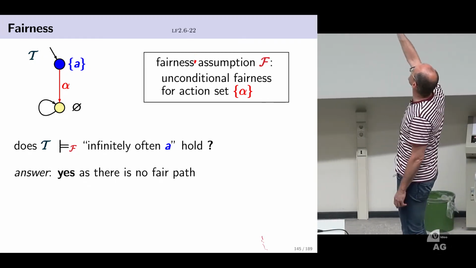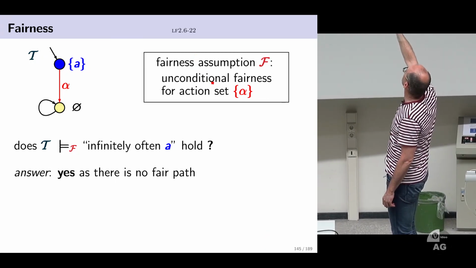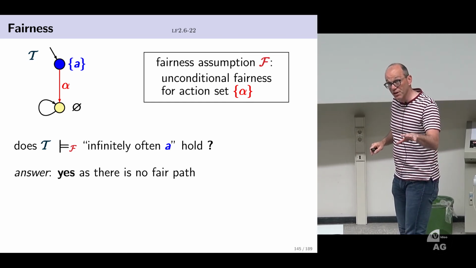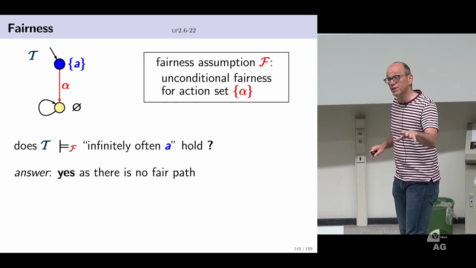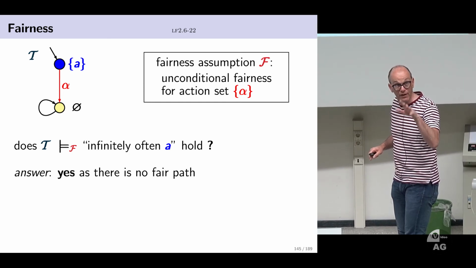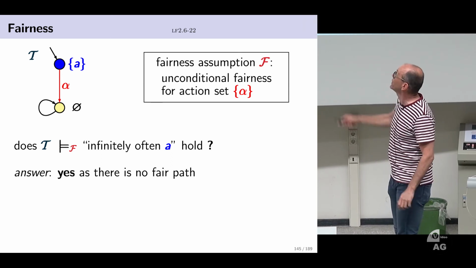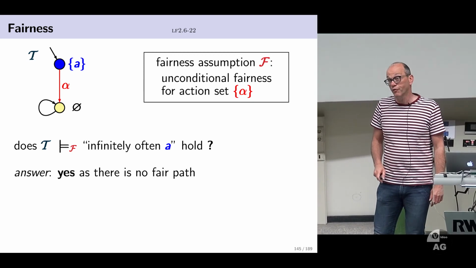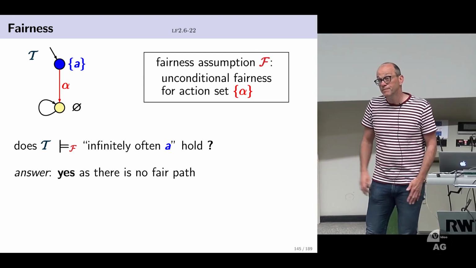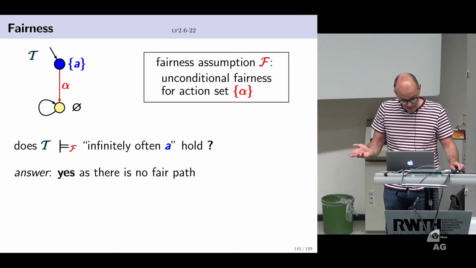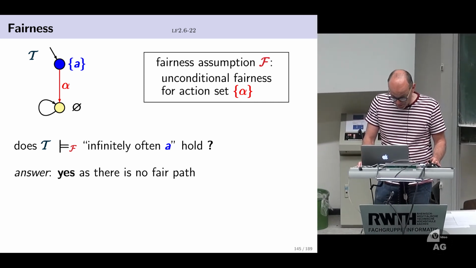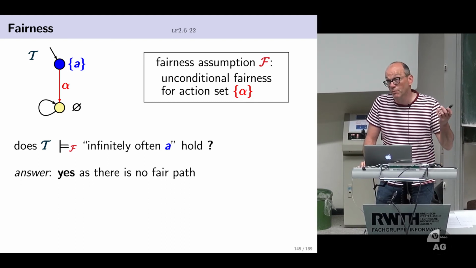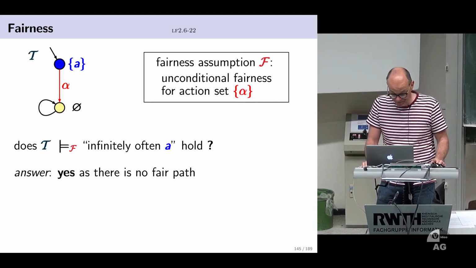This fairness condition says you need to be unconditionally fair with respect to alpha. That tells you the only runs I'm considering are the ones that remain, and the ones that remain are the ones that are fair, and those that are fair take infinitely often alpha. Which behaviors does this transition system have that can do infinitely often alpha? None. Good. And then this empty set of traces satisfies all properties, so in particular also infinitely often A.